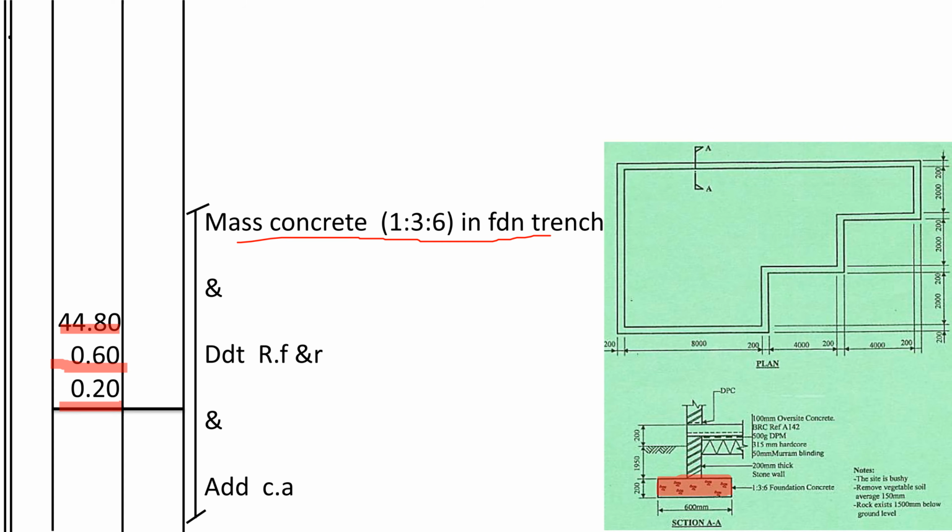Then mass concrete ratio 1:3:6 in foundation trench, and deduct from R.F.R. You see, this concrete shall replace the soil in the trench, so that volume of soil equal to the volume of concrete shall be deducted from R.F.R, the soil that was to be used in refilling, and to be added to that heap of soil called cut away, so that it can be disposed away from the site. So you add it to cut away.